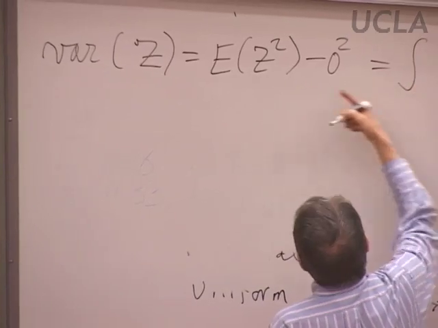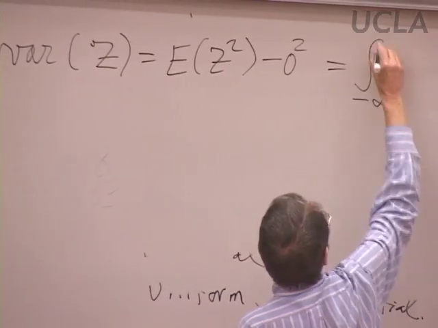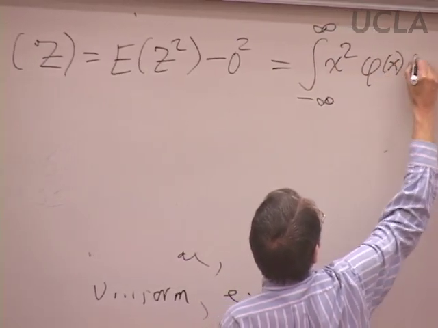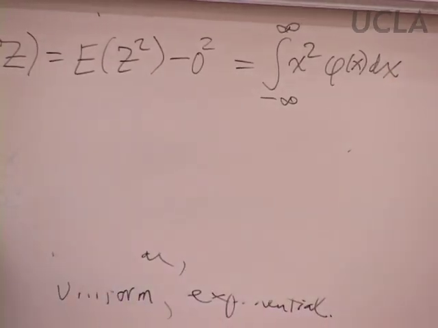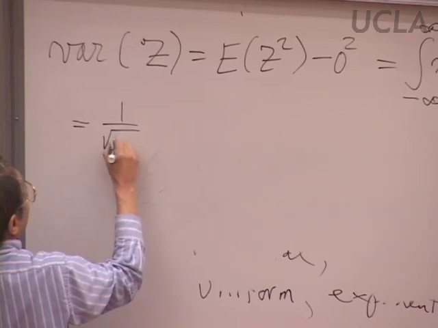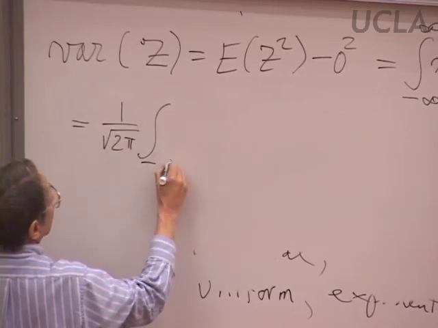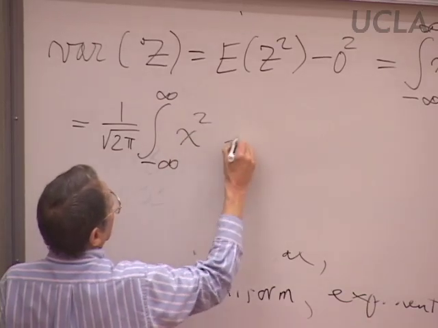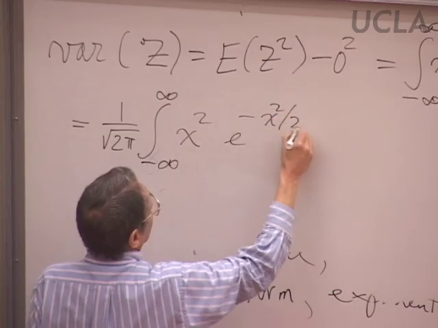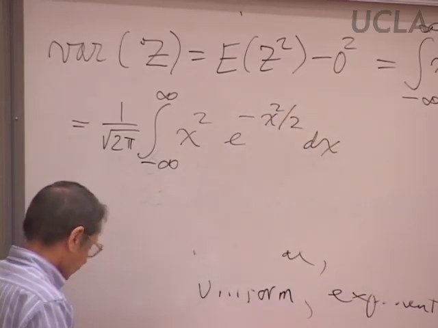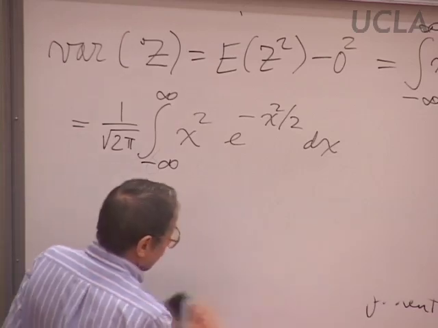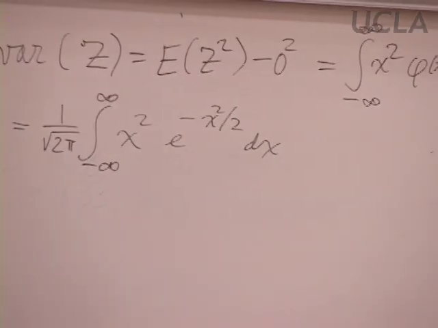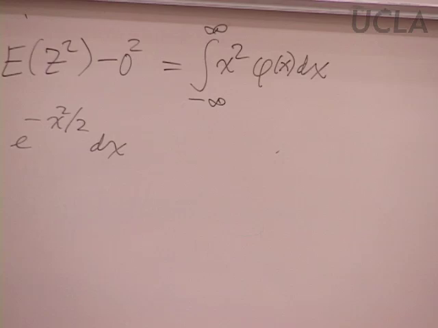And so the expected value of z squared, we're going to integrate x squared times the density function. Let's put the constant out in front. X squared e to the minus x squared. Well, for the mean, it was a substitution, but now we look at this and decide what to do.